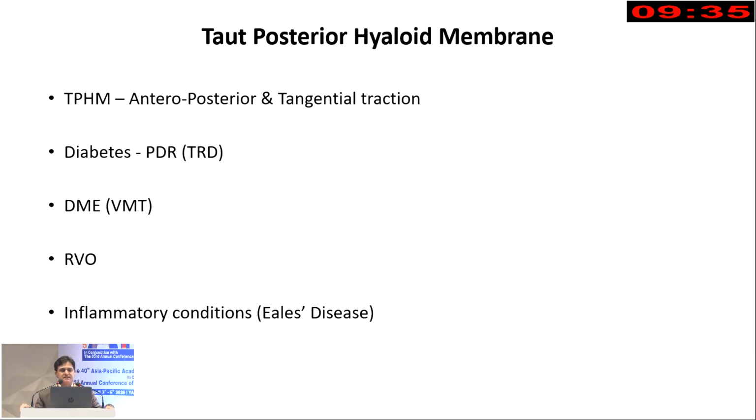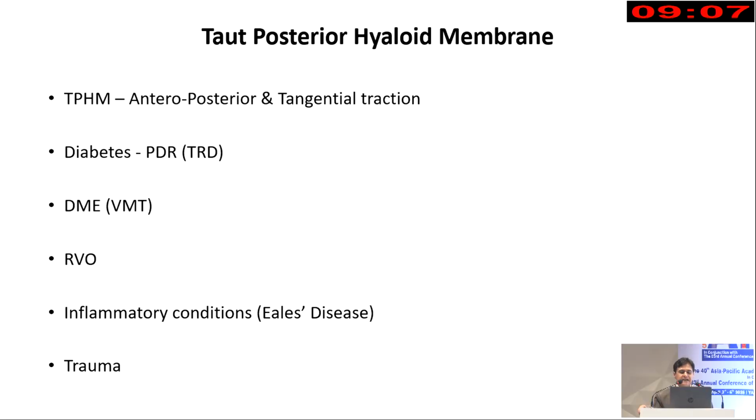As the name suggests, taut posterior hyaloid means that the hyaloid phase has become thick, stretched, and adherent to the retina at multiple points. That can lead to anteroposterior and tangential traction. The main cause of taut posterior hyaloid is diabetes, which leads to diabetic macular edema through tangential traction. If there is anteroposterior traction, that also leads to vitreomacular traction, that is VMT.